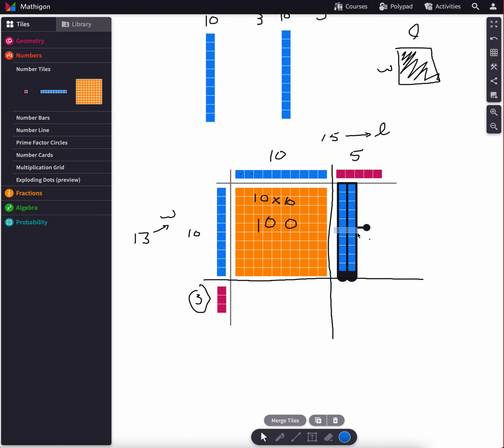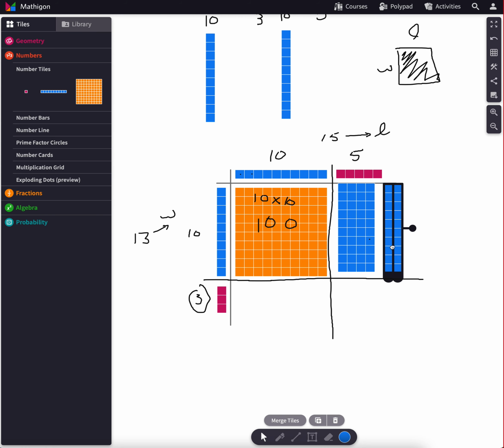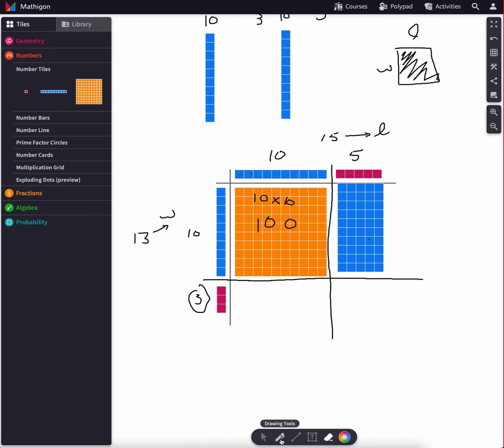So essentially what you get is 5 of these rods, because there's 1, 2, 3, 4, 5. So 5 times 10 gives you the 50, right? That's where this comes from. There's 50 blue ones here.